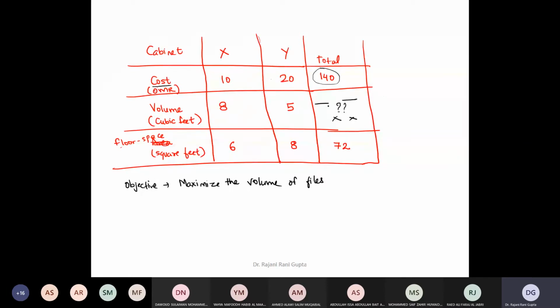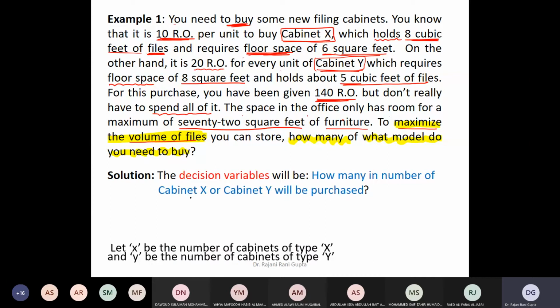This is what I was explaining in the previous one. In the previous question, with the profit, you don't have anything in the total. So that term will be used for the objective function. Here, the volume is not having any total. So it should be used for the objective function. And anyhow, it is clear from the question as well: to maximize the volume of files you can store. So that will be the objective function. This is your objective function.